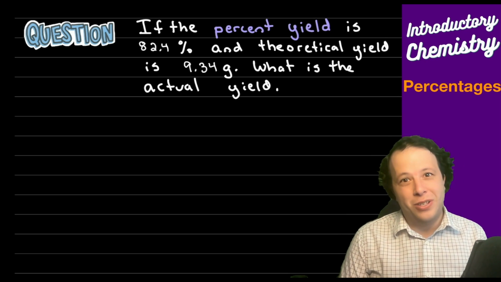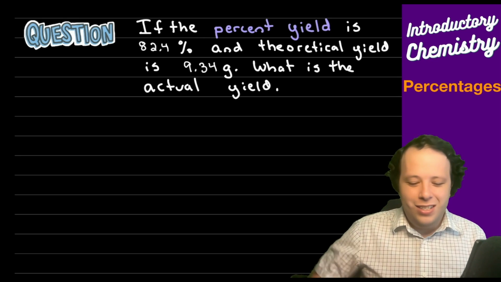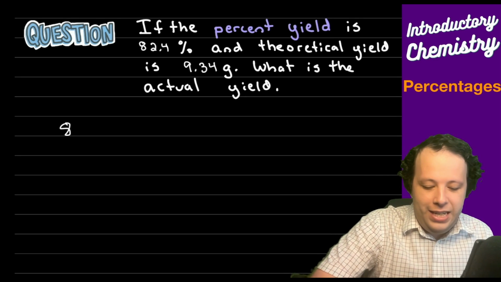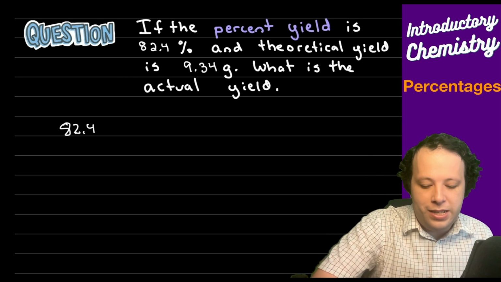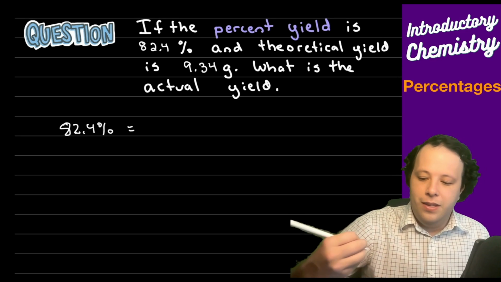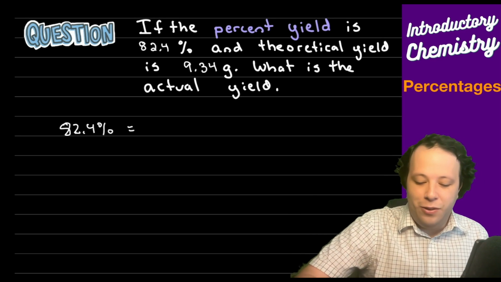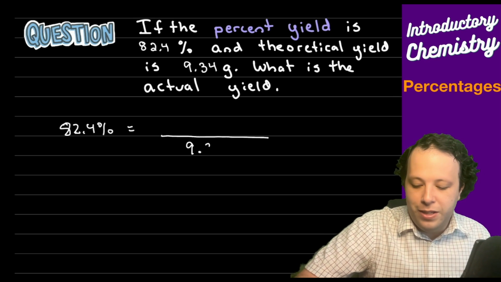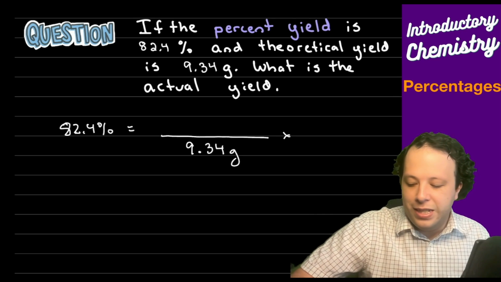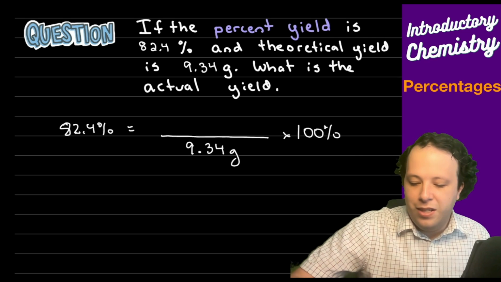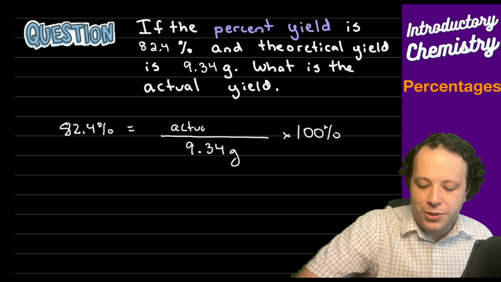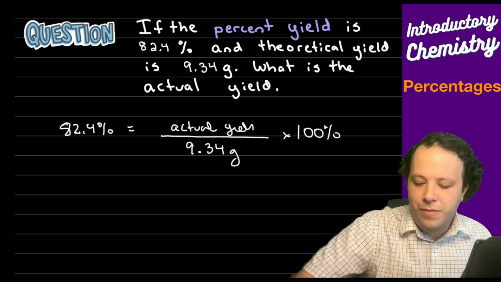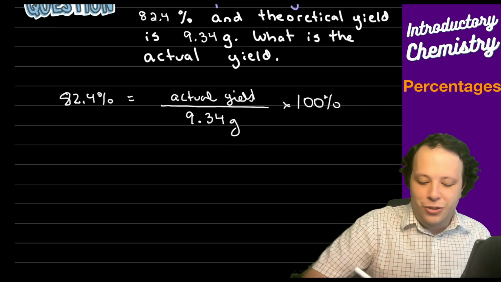So, doing another percent yield problem, but the opposite. In this case, 82.4% is our yield, and we're given the theoretical yield. And if you remember, that's on the bottom, our denominator. So let's set that up: 9.34 grams, and this is all times 100%. We want to know what the actual yield is. So let's do the math.